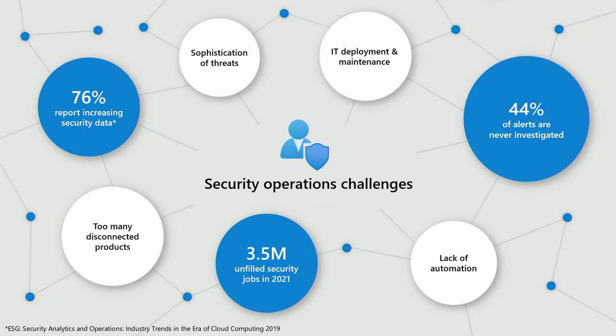And as a result, we see here 44%, this number really just is staggering to me, 44% of alerts are never investigated, 44%. So just imagine what is falling through the cracks as a result of that.